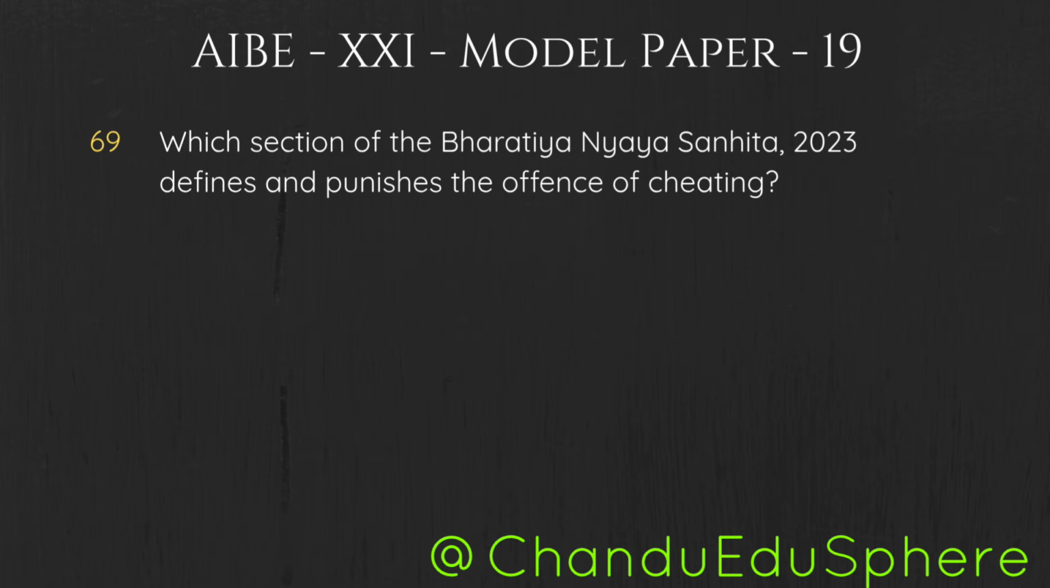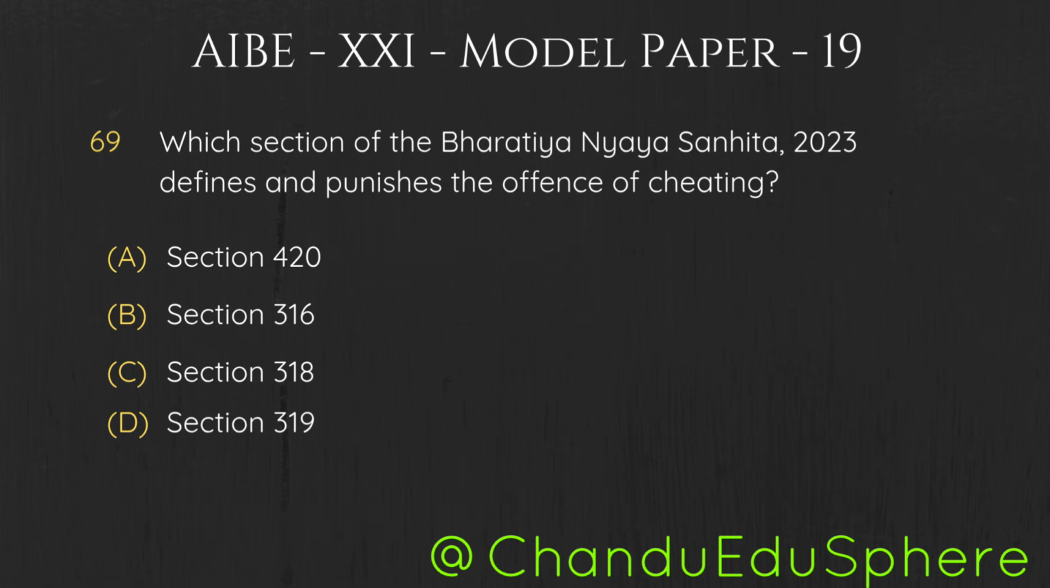Which section of the Bharatiya Nyaya Sanhita 2023 defines and punishes the offence of cheating? Section 318 of the Bharatiya Nyaya Sanhita 2023 is a recodified provision dealing with cheating and dishonestly inducing delivery of property. Section 318. C is the right choice.